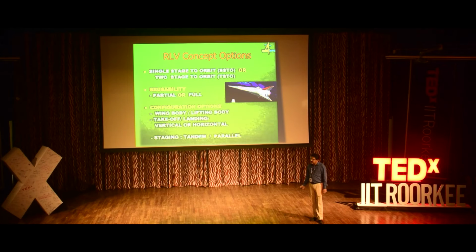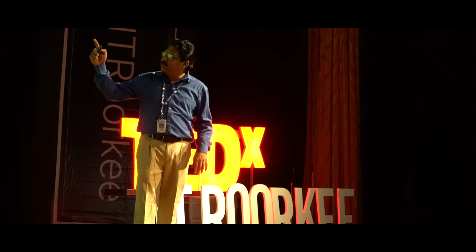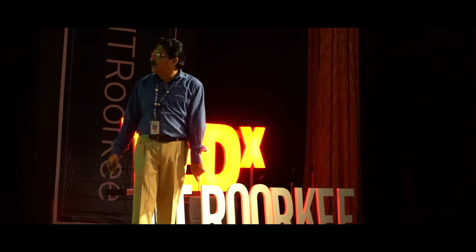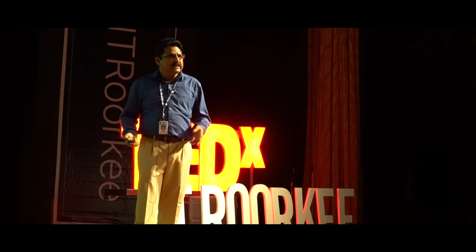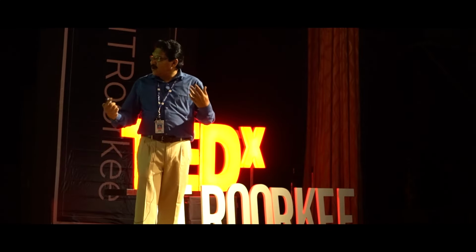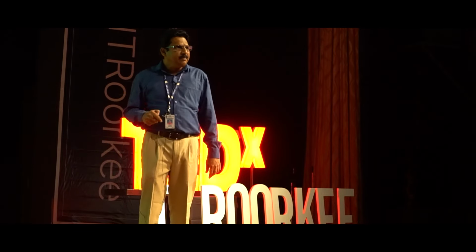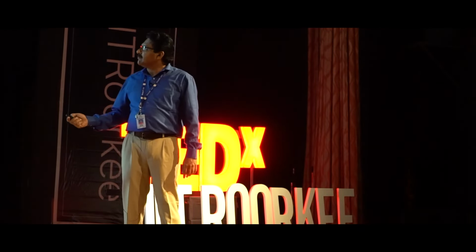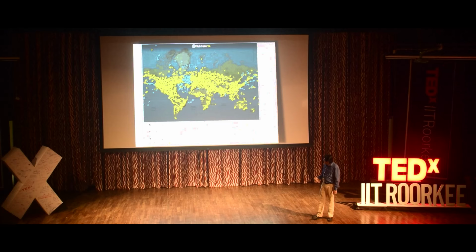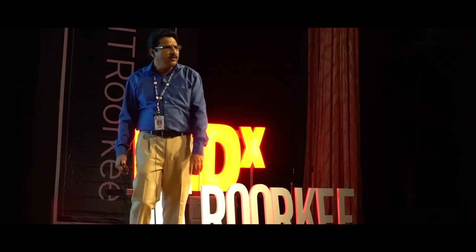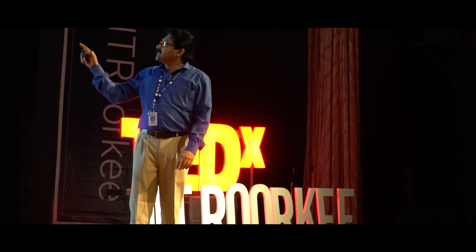So there are different concepts. You can either have a single stage to orbit reusable launch vehicle, or there can be two stages. The reusability can be partial like the space shuttle, or it can be full. Then there are different configurations. It can be vertical takeoff or horizontal takeoff. Then the staging can be tandem or parallel. The choice all depends on the technology which you currently have. And this is just a picture of aircraft flying all over the world. At any time, if you take a snapshot, this is what it looks like.